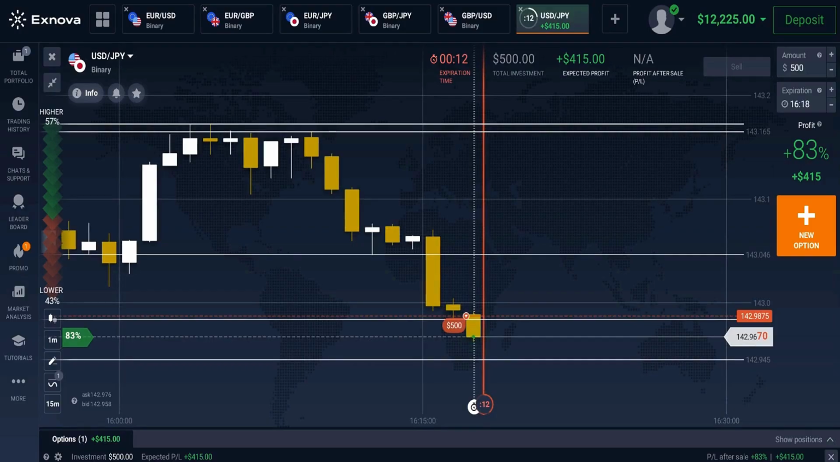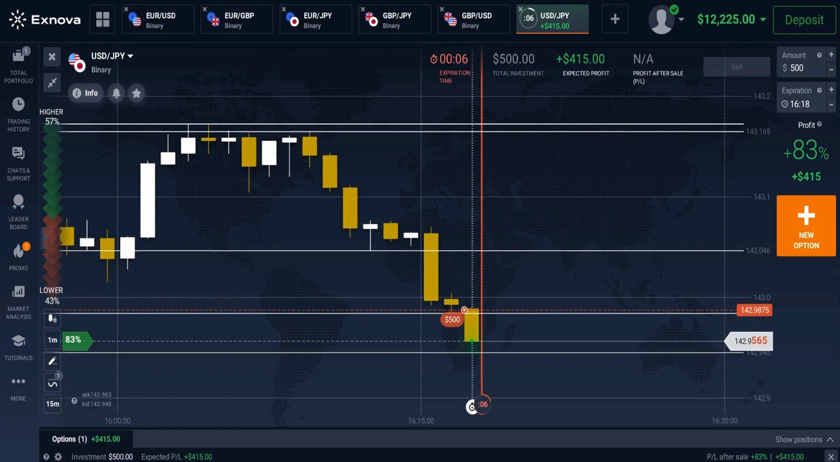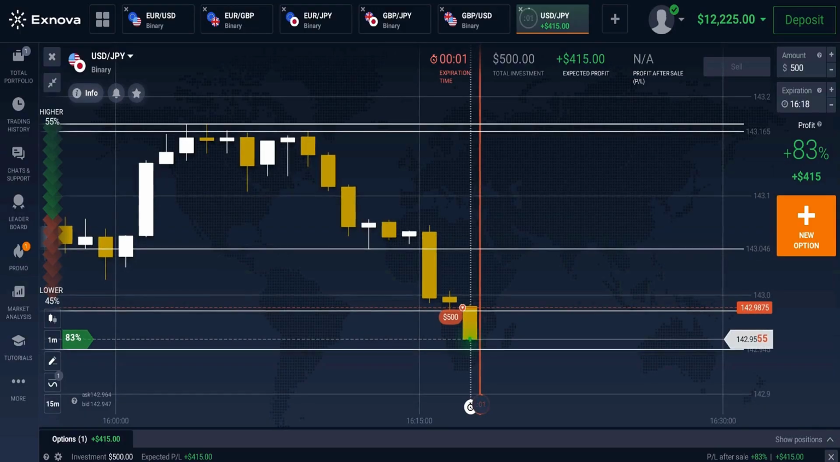A few important things to remember when using this strategy. Don't trade during major news events. Always check for support and resistance levels before entering the trade. Only take trades that align with the overall market direction. By following these simple rules, you avoid most beginner mistakes and increase your win rate.